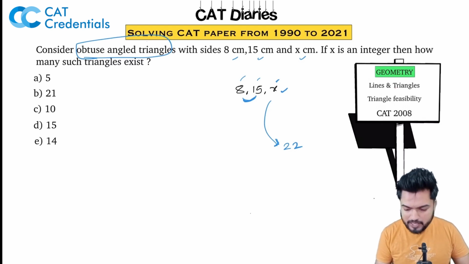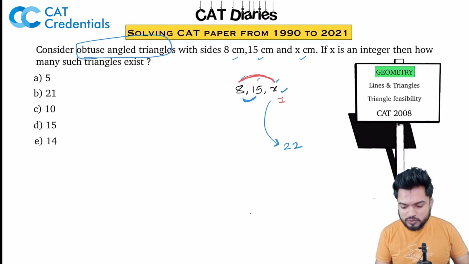What is the minimum value that x can take? Can I put x as 1? Check it. Then this will not be satisfied. The sum of the two sides has to be greater than the third side. So 8 plus 1 will be 9. Is 9 greater than 15? No. So I need a number such that the sum 8 plus x becomes greater than 15. What will be that number? I already gave you the hint. If I put 7 here, it will be 15. If I put 8 here, 8 plus 8 will be 16. The sum of the two sides is greater than the third side. So all the different triangles that can be formed are where x takes values from 8 to 22.